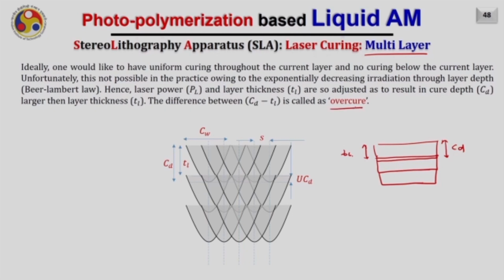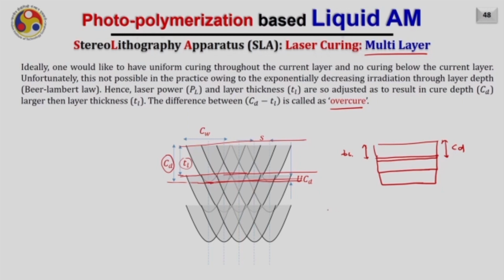So what we do basically, we slightly overcure here, and the difference between the curing depth CD, for example this is CD, and the layer thickness TL, is called overcure. So how does it look? I'll just show you briefly here. This is the layer thickness TL you are finally obtaining, and this is the depth of cure for each single pass. This is the depth of cure for the multi-bead in a layer. Now we are giving this excess overcure in the previous layer so that there will be no uncured region.